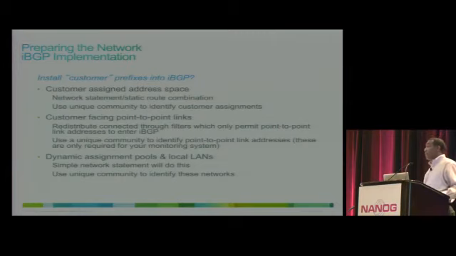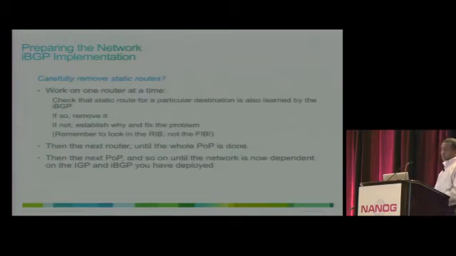The customer-facing point-to-point links, typically you can inject them into BGP, IBGP, and then use next-hop-self instead of redistributing them into IGP. And if you have pools and local LANs, you can use, again, network statements to assign prefix for those networks.